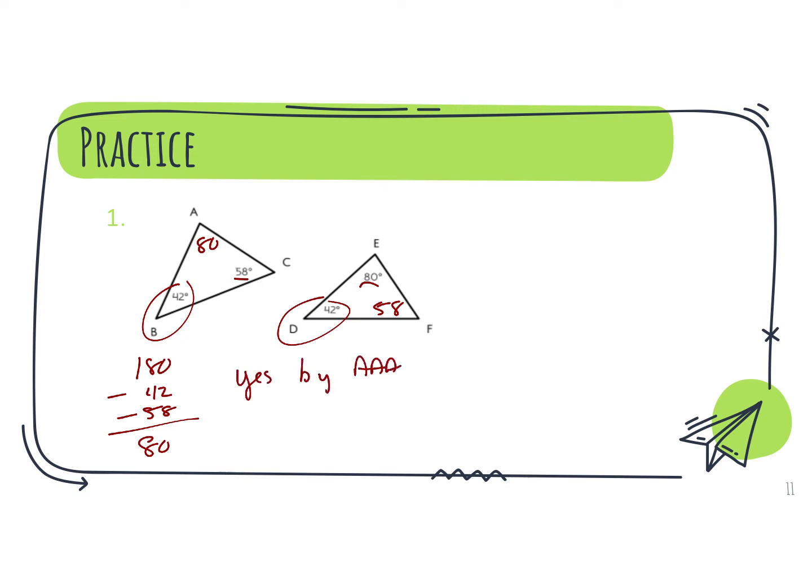If I look, I have all my angles. I know nothing about the sides, but I don't need to. So I need triangle ABC similar to triangle DEF. Be careful here, all the angles, these things need to correspond. A matches D, B matches E, and then C matches up to F. Those all need to correspond, but it's by angle, angle, angle.